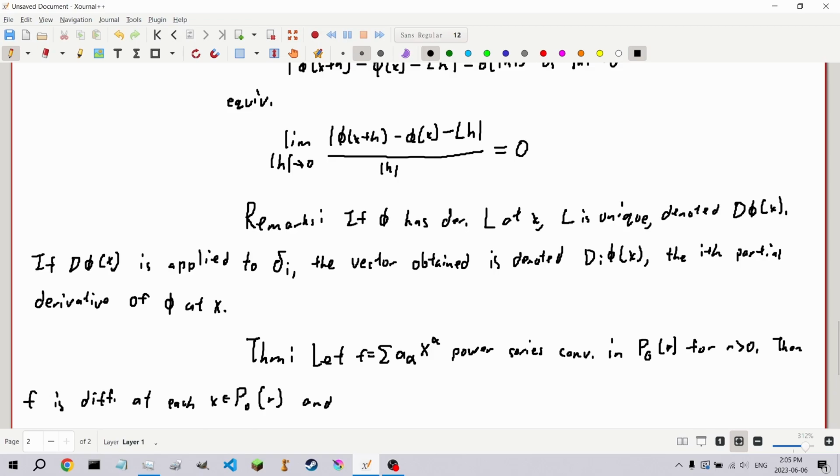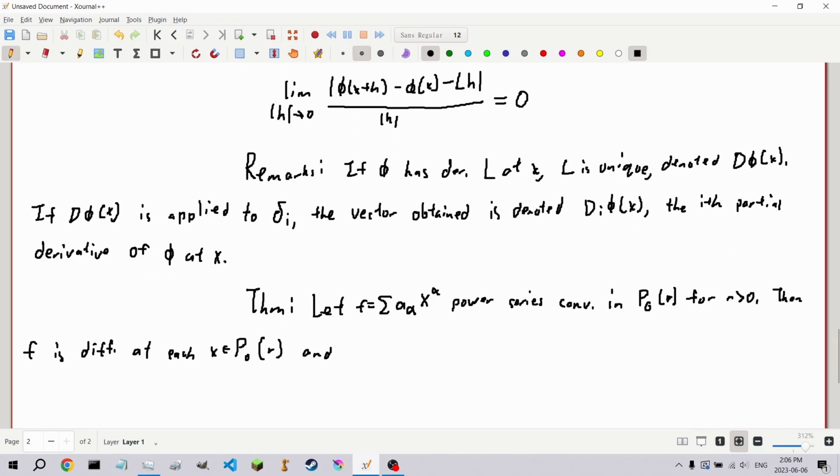and, it's weird, I don't know exactly how to read this, they have that d f at x, I think this is supposed to be a vector with its components being delta_i of the first component of f at x down to delta_n of f at x.